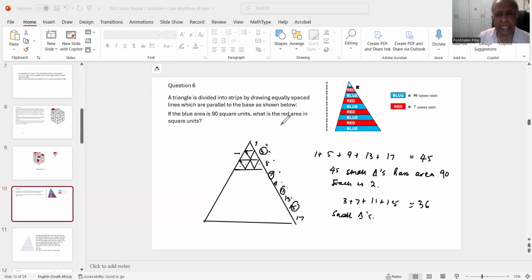But the question is, what is the red area? So the answer is each triangle has got area 2. Area of red is 36 times 2, which is 72 square units. Okay, you only got 4 red and you got 5 blues. So you can believe that this is 90, this is 72. So the answer is 72.